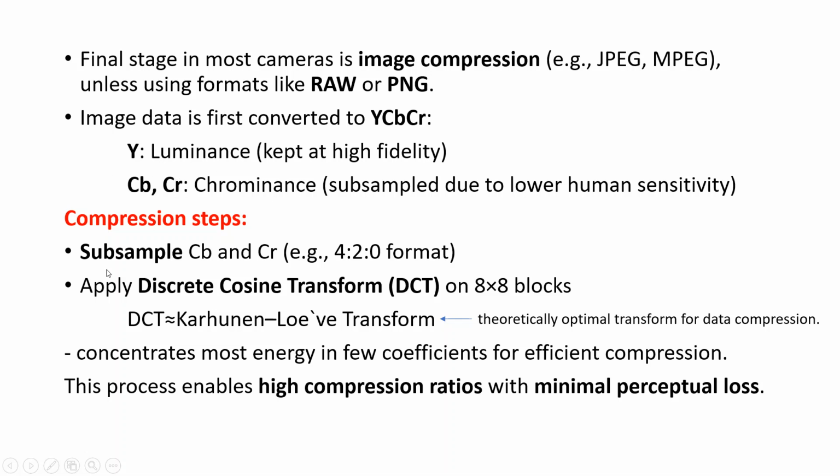After getting this, we'll again subsample it. We will not directly process all the data. We will do subsampling in the ratio of 4:2:0. All the subsamples are divided into 8 cross 8 blocks. Every 8 cross 8 block is applied with a discrete cosine transform, which is nothing but the Karhunen-Loeve transform, a theoretically proven optimal transformation for data compression. It will extract only the optimal or required coefficients to be processed next.